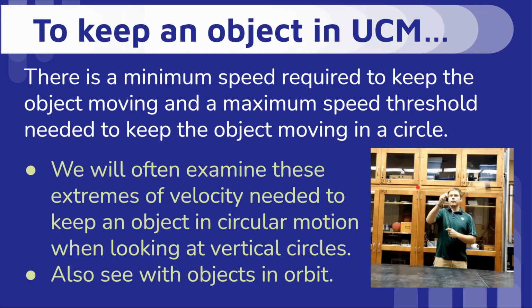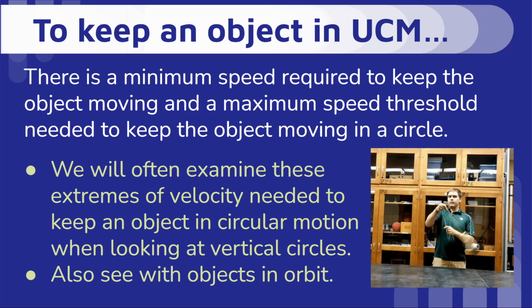So our notes today are on maximum and minimum velocity. Let's figure out what I mean by that. To keep an object in uniform circular motion, there is a minimum speed required to keep the object moving and a maximum speed threshold that is needed to keep it moving in a circle.